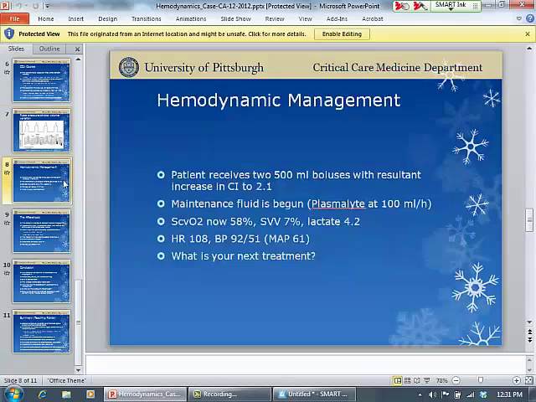So he gets two 500 ml boluses, and the result is cardiac index goes from 1.6 to 2.1. You start him on maintenance fluid. The ScvO2 is 58%. The stroke volume variation now is 7%. The lactate's 4.2. Here are your vitals: heart rate of 108, blood pressure 92 over 51, MAP 61. What's your next treatment? So how is he doing at this point?